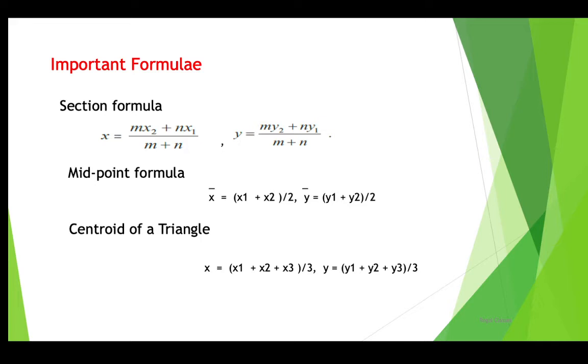From the section formula, if the ratio is 1 is to 1, it means it becomes the midpoint. And the midpoint coordinates are x is (x1 plus x2) divided by 2 and y is (y1 plus y2) by 2. Similarly, for the centroid of a triangle, the coordinates are (x1 plus x2 plus x3) divided by 3 and y is (y1 plus y2 plus y3) by 3. This is also called the centroid formula.